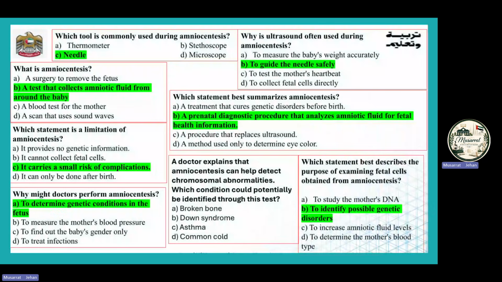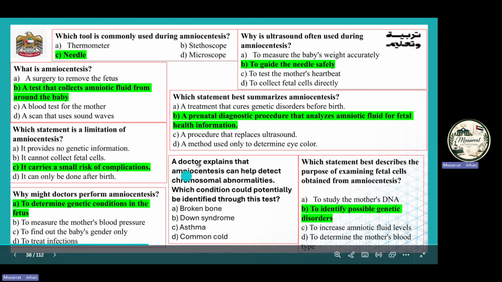So here are the questions. Which tool is commonly used during amniocentesis? What is amniocentesis? Mostly questions on amniocentesis. So go through these questions.